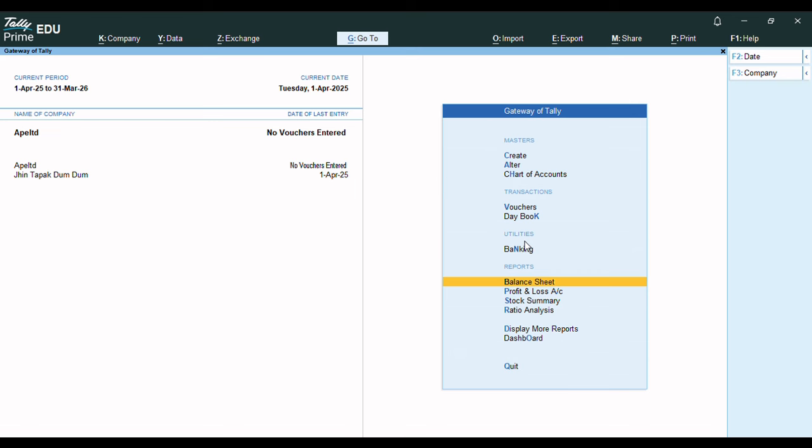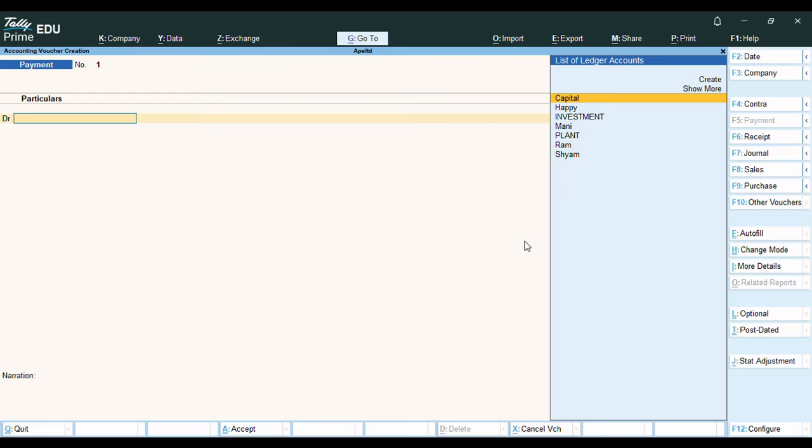Okay, so in voucher entry you can see transaction. In transaction there are two interfaces: one is voucher and second is your day book. We will click on the voucher. Here you can see a number of vouchers coming on the right side: contra, payment, receipts, journal, sales, purchase. These are the shortcuts. F4 is for contra, F5 is for payment, F6 is for receipt, F7 is for journal, F8 is for sales, and F9 is for purchase. So we can use the shortcut keys to save time.